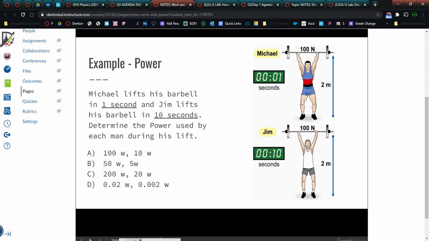Now, I want you to physically look at the pictures of Michael and Jim. Do they look the same? Yes, Michael does look big. If you saw these two guys at the gym, which one do you think is stronger? Michael. And that's pretty typical because the whole point of power is it displays how quickly you can do the work. So to emphasize this, Michael basically just grabs the barbell and lifts it, puts it up in 1 second. But Jim literally took 10 seconds.